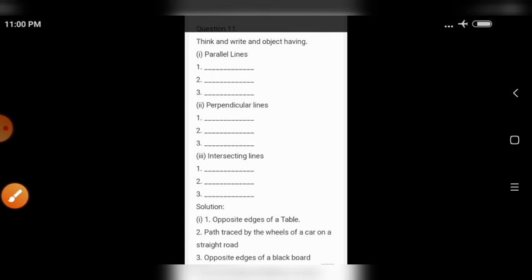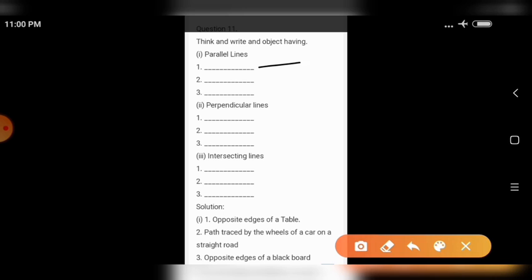Next, 11th sum: think and write an object having parallel lines. What are parallel line objects? Two edges of the geometry box, or opposite edges of the table. Next, for your choice, you fill in the first, second and third. Perpendicular lines: a path traced by the wheel of a car on a straight road.